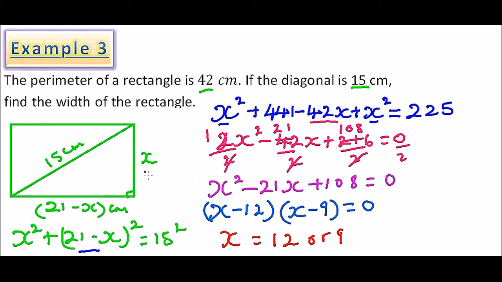So you can substitute here. 21 minus 9 is 12. So x is 9. Since we are required to find the width of the rectangle, then we say width is equals to 9 centimeter. So that is how you solve that question. After forming the quadratic equation, now that we know how to solve it, it has helped us to find the value of x.